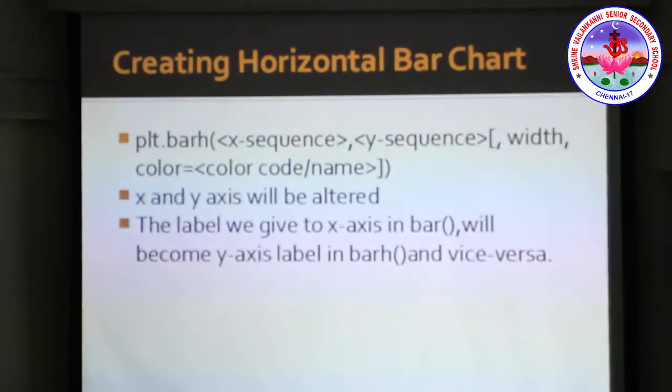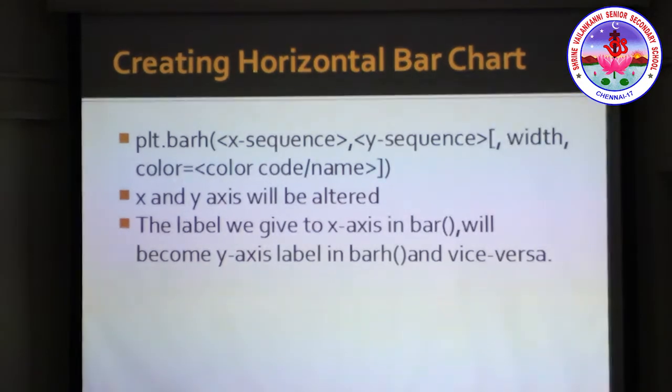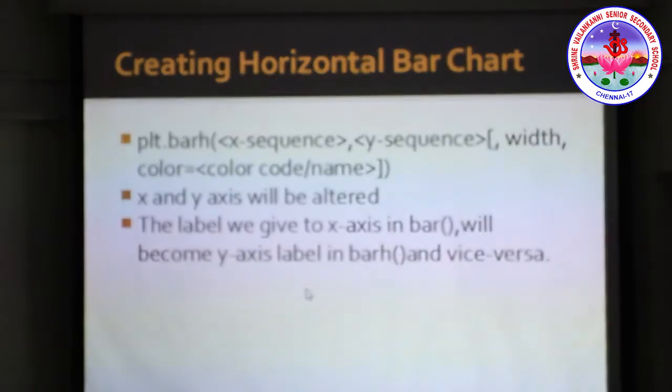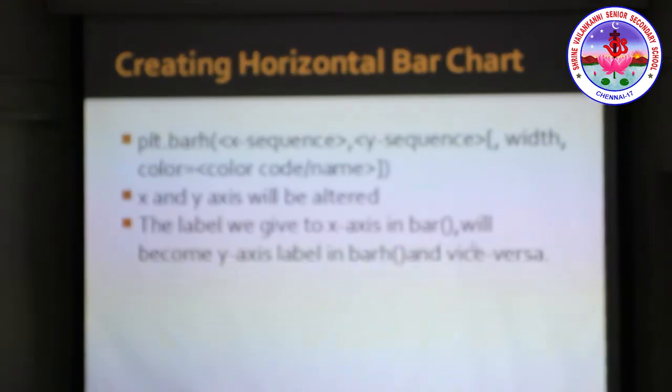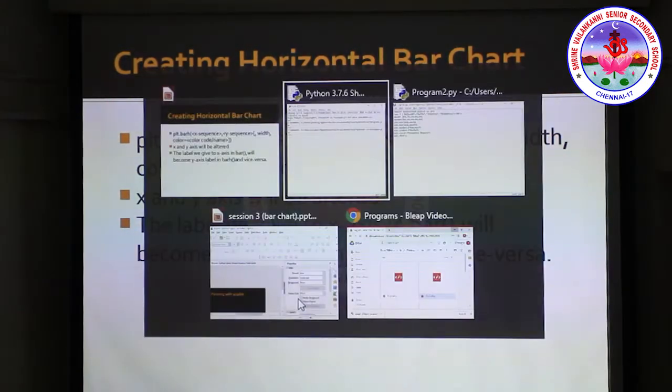Next, creating horizontal bar charts. We have the function called barh which is used to plot horizontal bar chart. The syntax is almost similar to bar, we have only the barh method, but the x and y axis will be altered. In the bar chart the x axis becomes the y axis here and the y axis becomes the x axis here. So, the label we give for the x axis in bar will become the y axis label in barh and vice versa. So, let us see one more example.